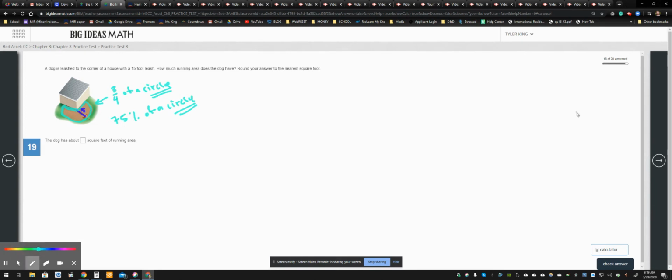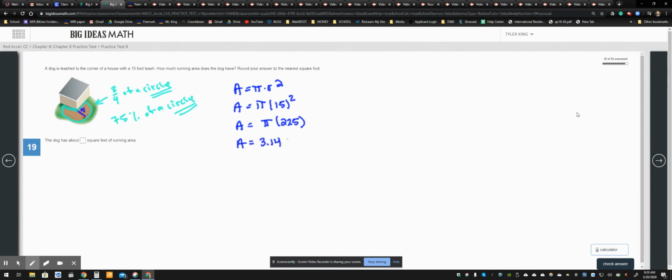So when we do this, what we're going to start with is our formula, that the area is equal to pi times the radius squared. We know our radius is equal to 15 because that's the length of the leash for the dog. So the area is going to equal pi times 15 squared. We then have area is equal to pi, and then 15 squared is going to be 225. And we can approximate the area by using 3.14 for pi. So we end up with 3.14 times 225.